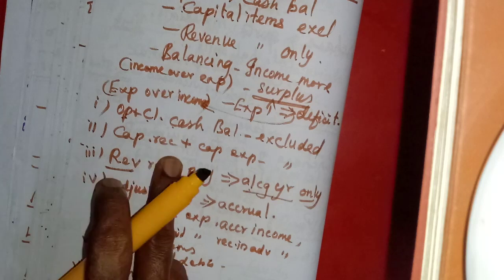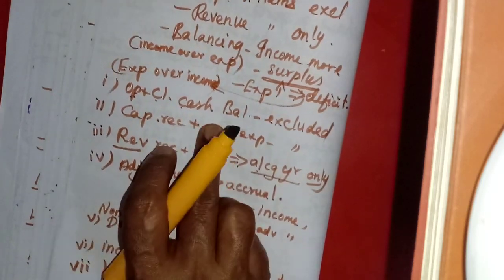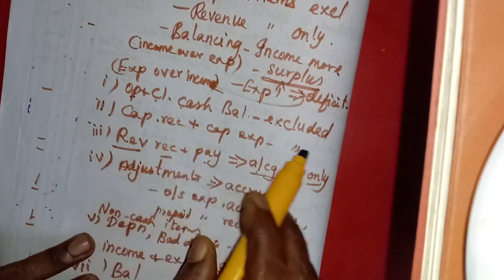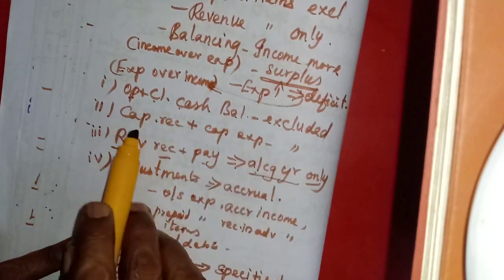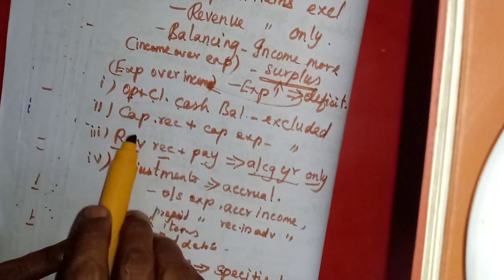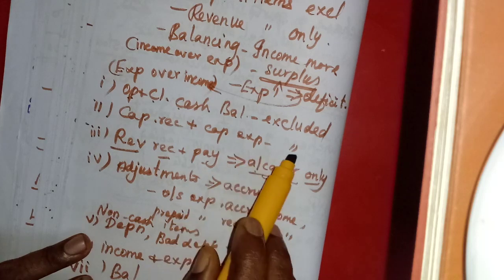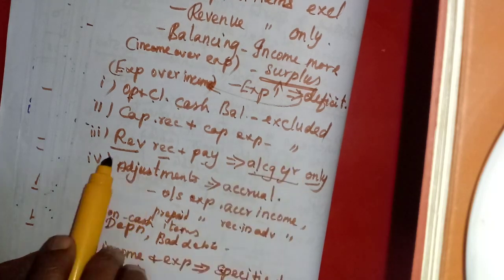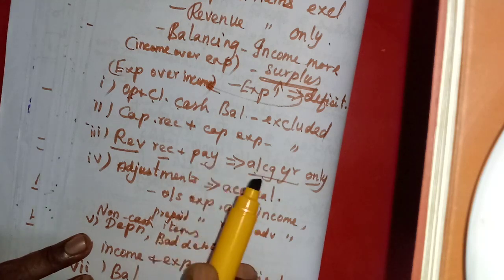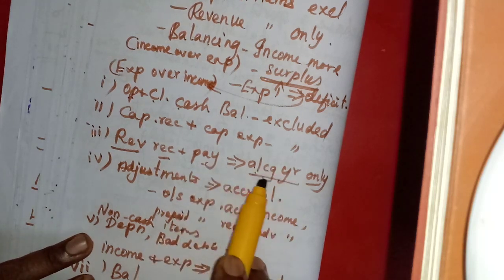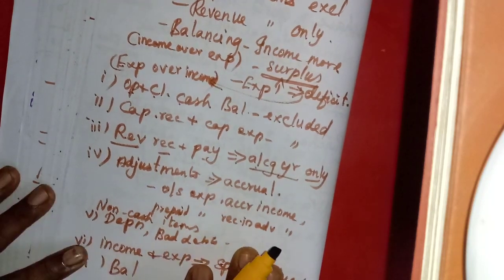Then step by step, what is the first step we have to do? We have to exclude all balances, cash and bank balances, opening as well as closing. Then capital receipts and capital expenditure must also be excluded. Then only revenue receipts and payments must be recorded, and that also related to that accounting year only. The other years we must exclude.